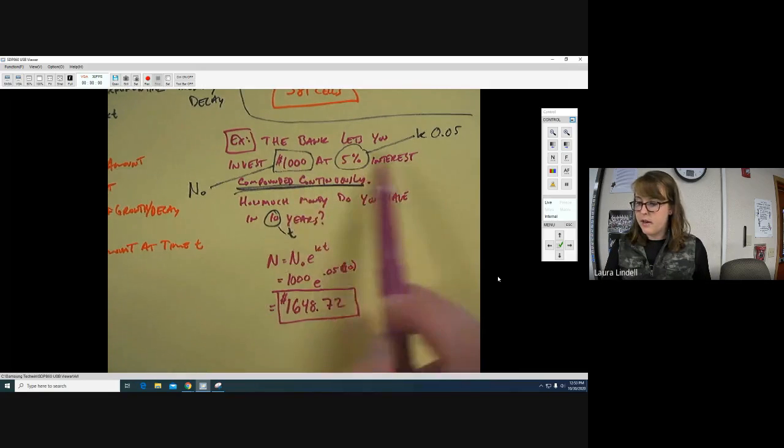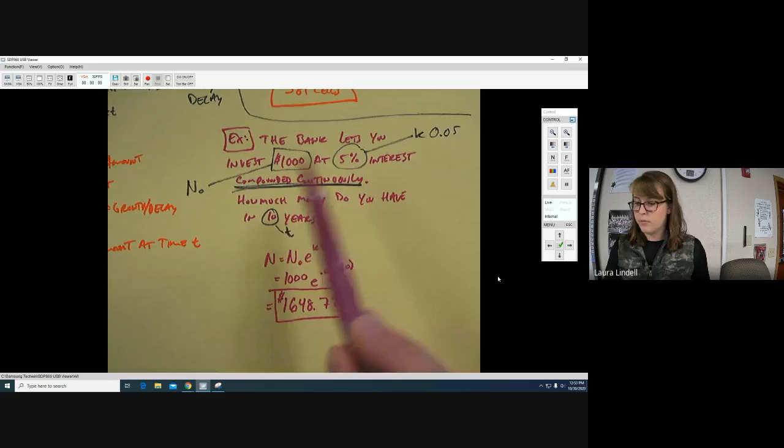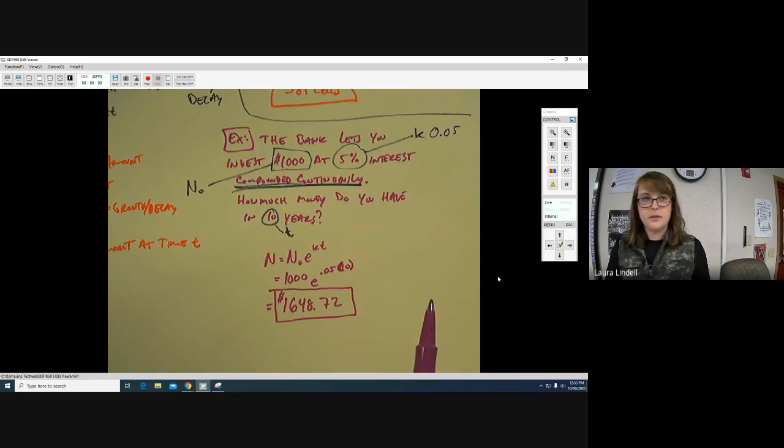We kind of just pull the numbers out of the word problem and plug them into the equation. Any questions with that one? Okay. So the other kind of problem that we will see is something similar to this, but it's not compounded continuously. Instead, it might be compounded weekly or monthly or daily or something like that. So that'll be using a compound interest model.